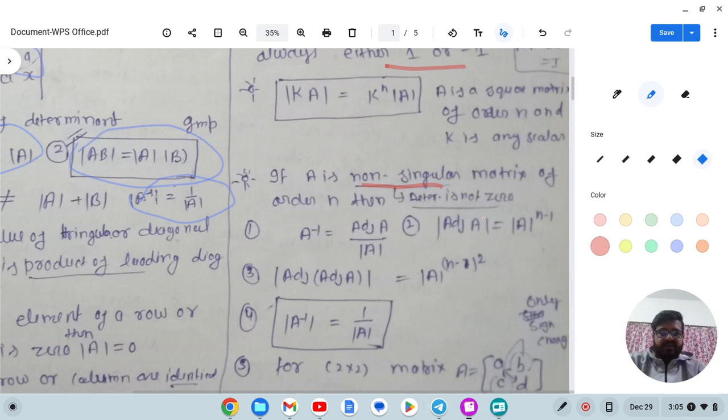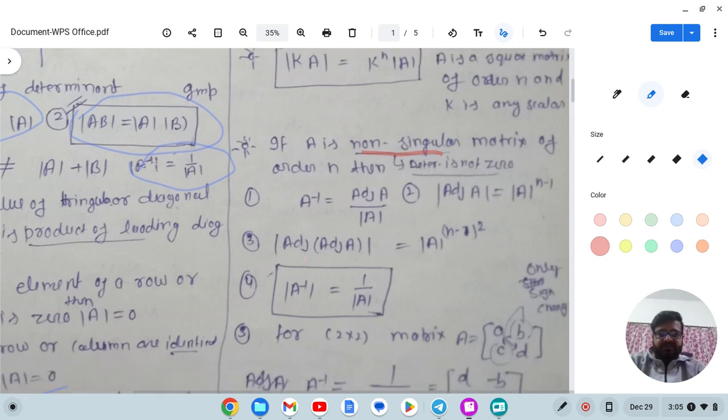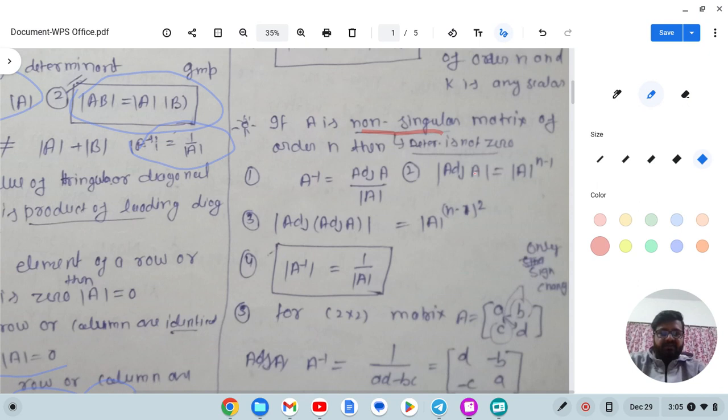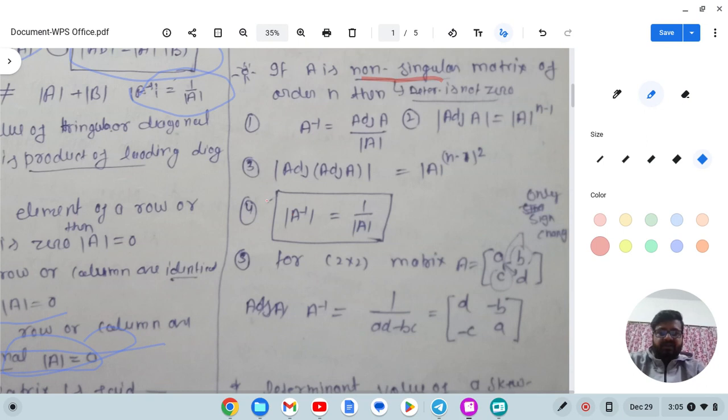And second thing, the determinant of adjoint A is going to be equal to determinant of A to the power n minus 1, where A is a matrix of order n into n. Then the determinant of adjoint of adjoint A is going to be determinant of A to the power (n minus 1) squared. I already told you about these properties earlier.